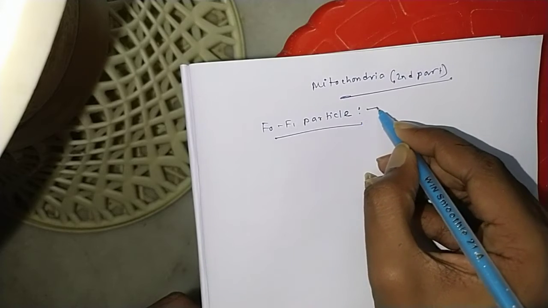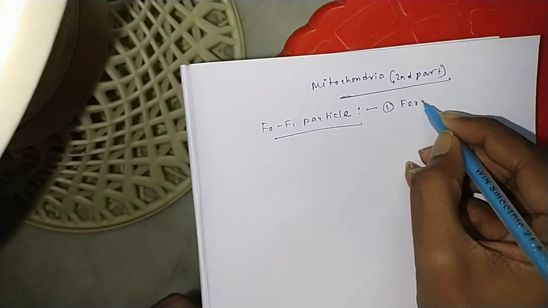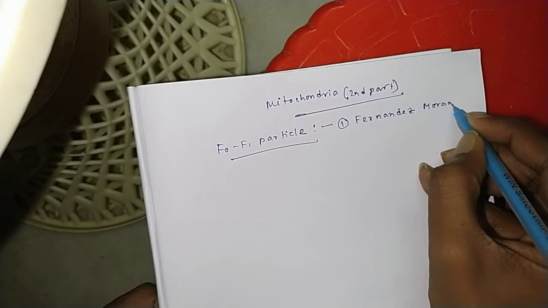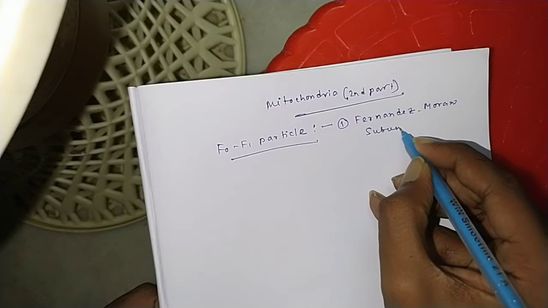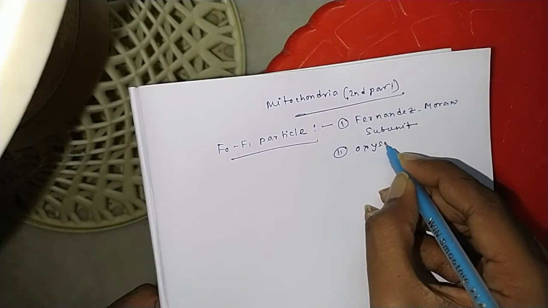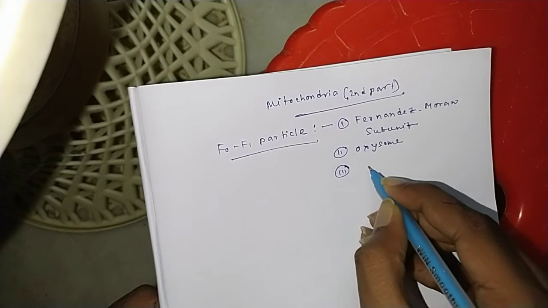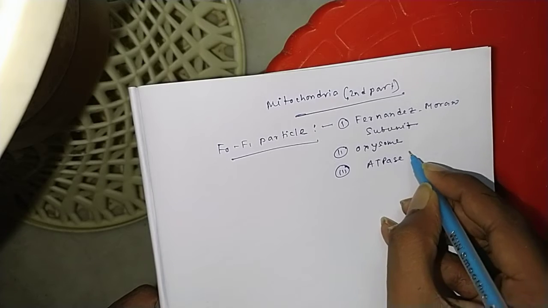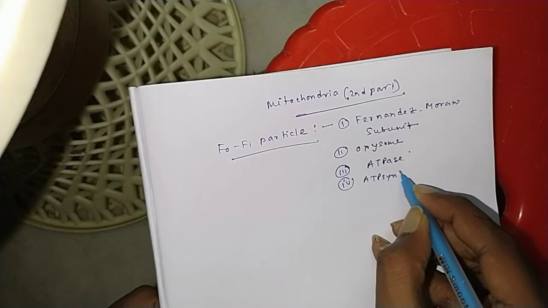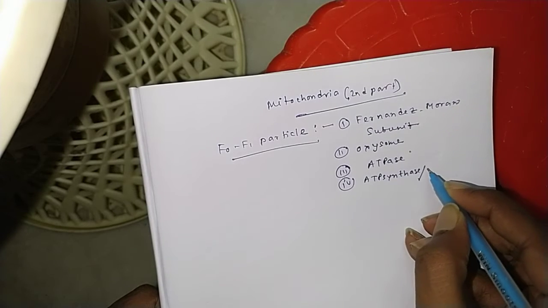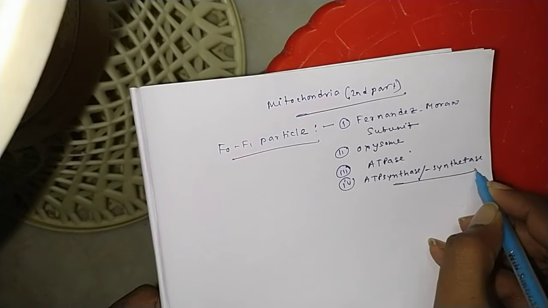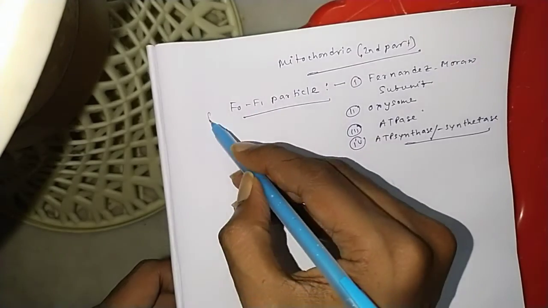Okay, so F0, F1 particles are also named as Fernandez-Moran subunit. Okay, they are also named as oxysome. Then they are also called ATPase or ATP synthase or synthetase. ATP synthase or ATP synthetase. So all these names are correct.